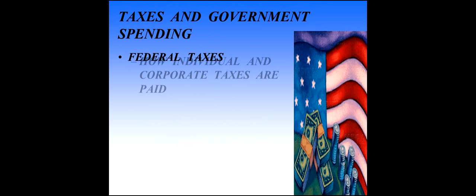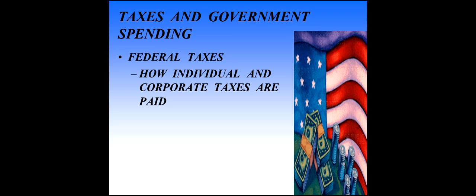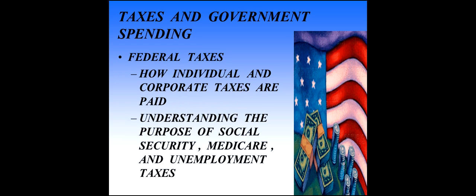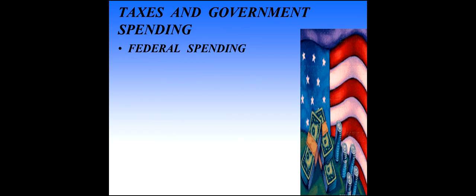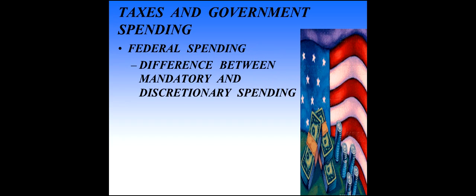We will take a look at how individual and corporate or business taxes are paid, and we'll obtain an understanding of the purpose of Social Security, Medicare, and unemployment taxes. And while we're looking at the federal government, we'll also look at the other side of the coin, which is federal spending. In other words, what's done with the tax dollars that are collected. And in doing so, we'll look at the difference between mandatory and discretionary spending.